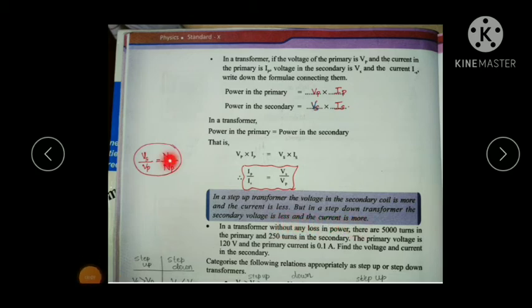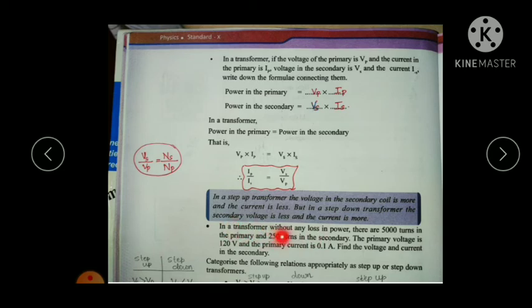So you have to remember these two equations. IP by IS is equal to VS by VP, and VS by VP is equal to NS by NP. In a transformer, without loss in power, there are 5000 turns in the primary and 250 turns in the secondary. The primary voltage is 120 volt and the primary current is 0.1 ampere. Find the voltage and current in the secondary.